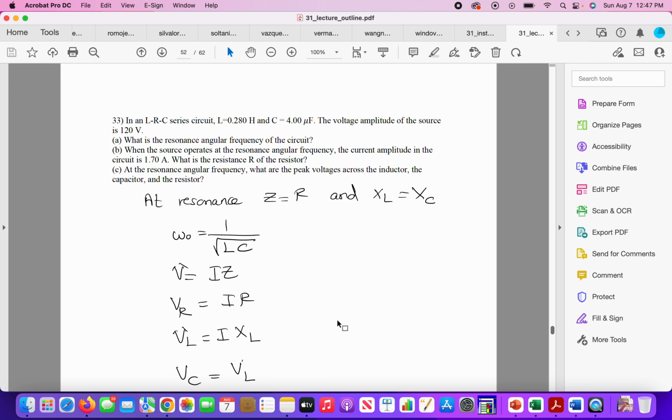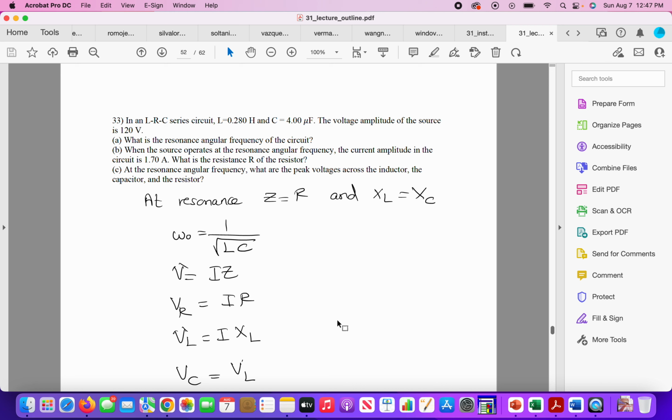We know that at resonance, again, Z is going to equal R, and XL and XC are equal. They are going to cancel each other, and they're going to leave the impedance as the resistor. Remember, Z is the square root of R squared plus XL minus XC all squared, and when they are equal, they cancel. We also know that to calculate the resonance frequency omega 0, it is 1 over the square root of LC.